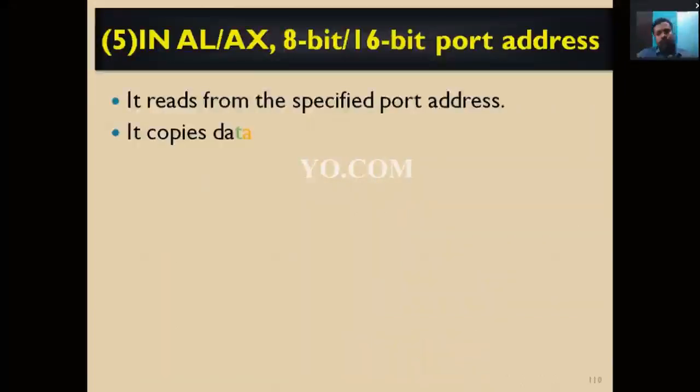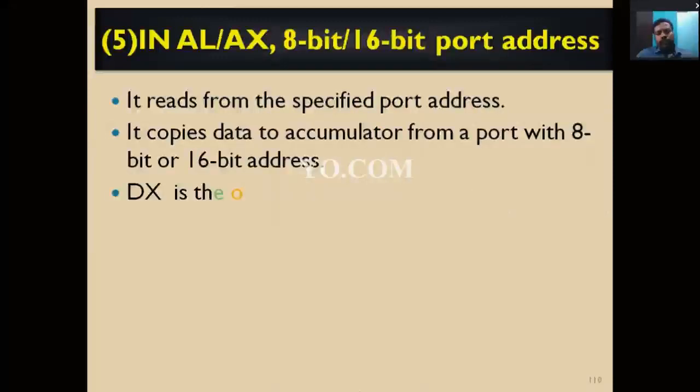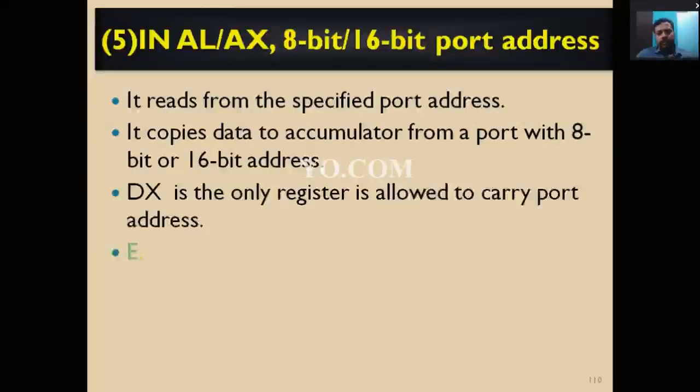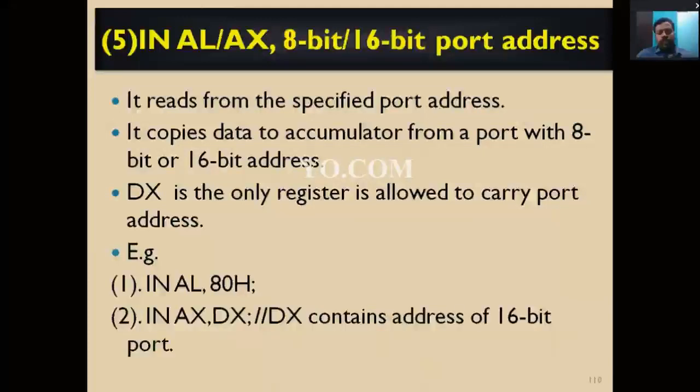Now, IN AX or AL. IN means getting data from an input port. The IN and OUT instructions are used to access IO ports. IN means getting inputs from the IO port, and OUT means providing output to the IO port. It reads the data from a specific port address and copies the data to the accumulator from a port with an 8-bit or 16-bit address.